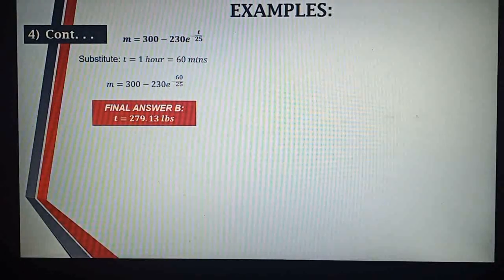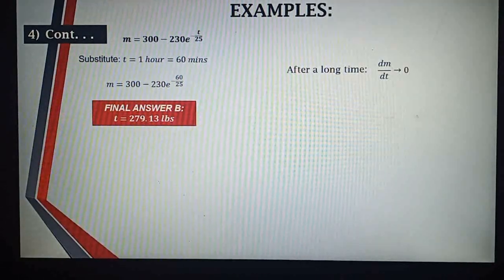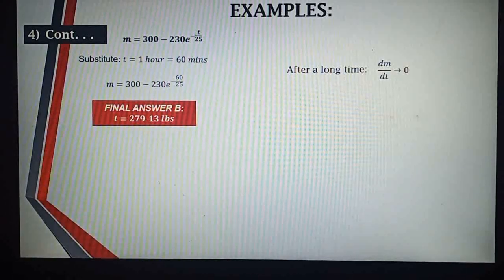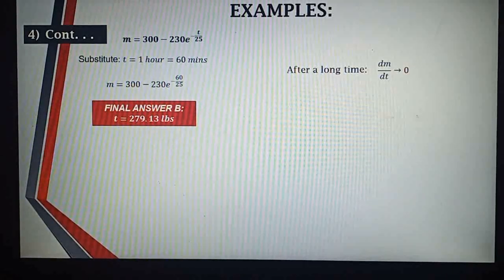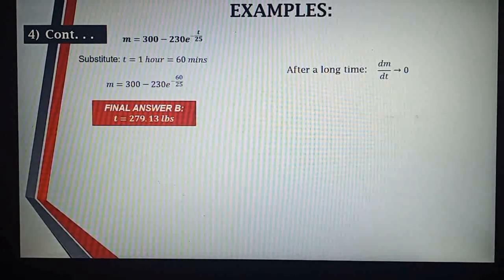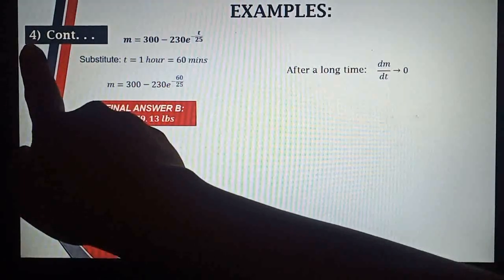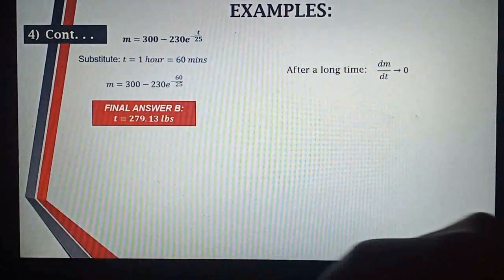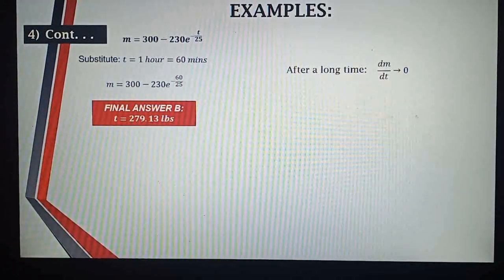So for letter C, which is the limiting value of the problem, sorry for this. This is the continuation of the last problem, which is problem number 5.